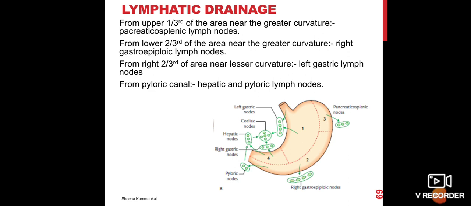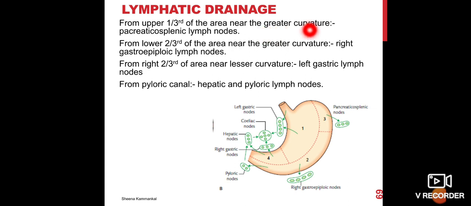And now lymphatic drainage. Lymphatic drainage of the stomach is important because clinically it has some importance. Why? Because the stomach is a seat of cancer. Cancer cells are mainly spreading through the venous drainage as well as lymphatic drainage. So having the knowledge of lymphatic vessels and the lymph nodes which are draining the stomach is very important.